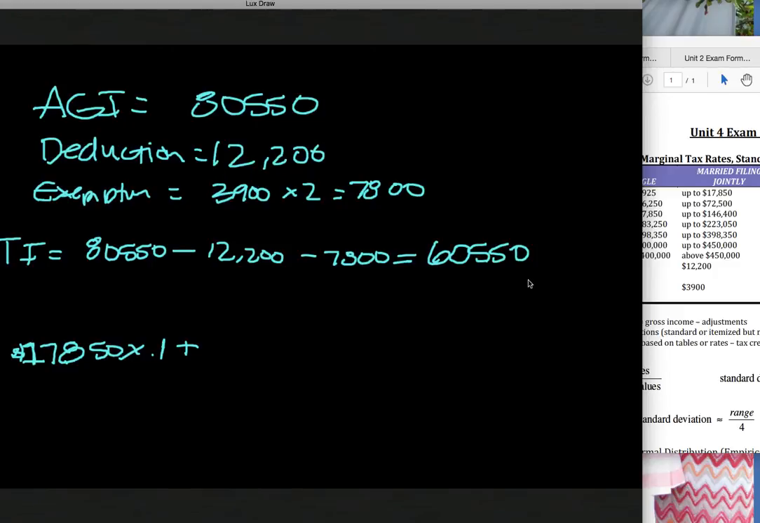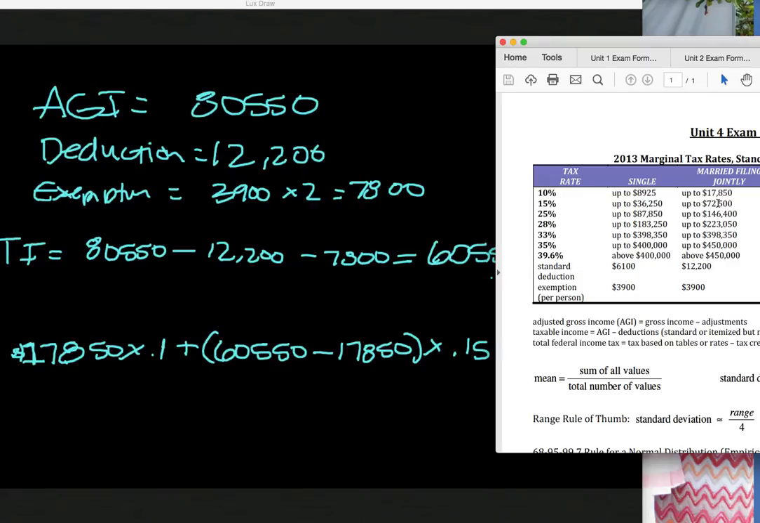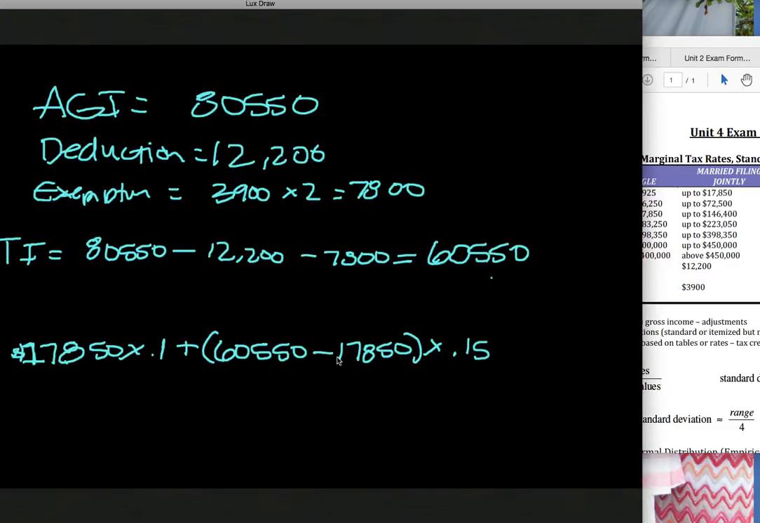So what I'm going to do is take this number, because this is below 72,500, and subtract what I already taxed at 10%, 17,850. I'm going to subtract that and multiply it by 15%. Now, if my taxable income had been higher than 72,500, say it was 90,000, I'd subtract 72,500 from it and tax that at 25%. But luckily, this person doesn't have to pay as many taxes anyway.